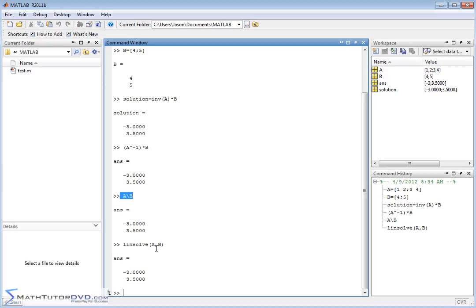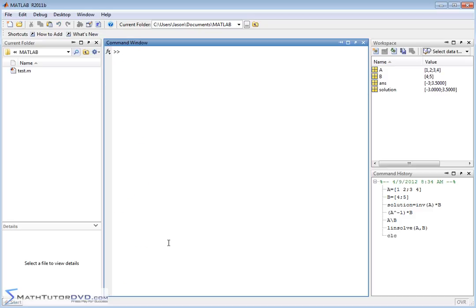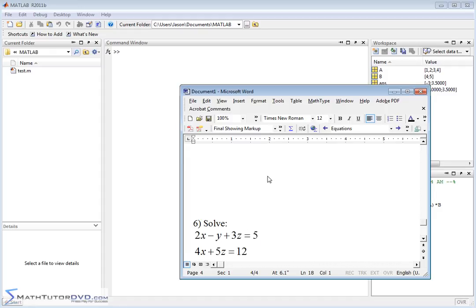Or you can pass the matrix A and B altogether to the function linsolve, which is actually calculating the solutions as well. Which method you use is completely up to you. There's no right answer to any of this stuff. So let me go ahead and clear the screen, and let's do one more quick example.